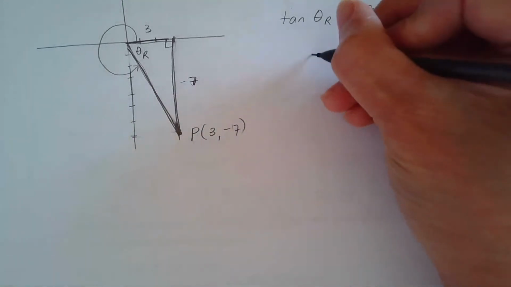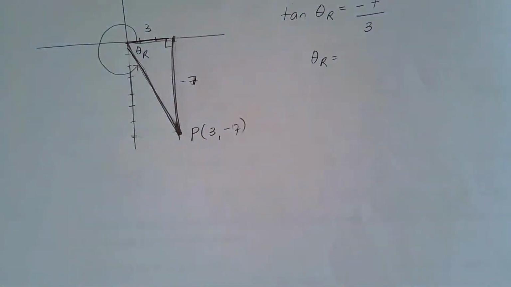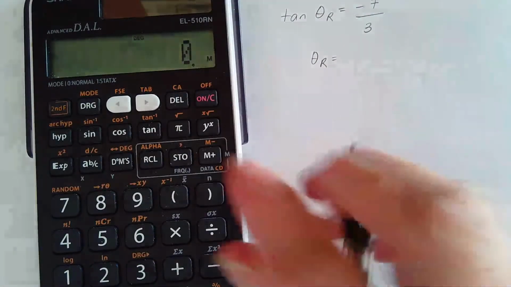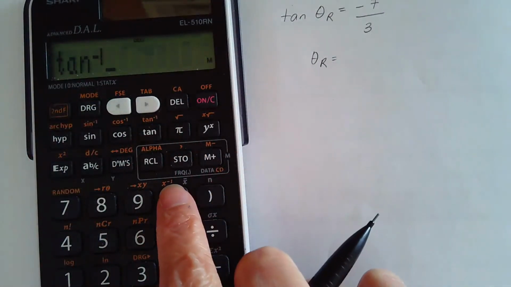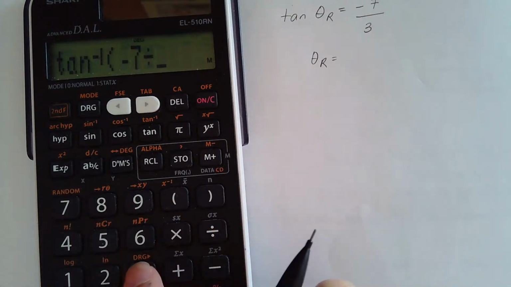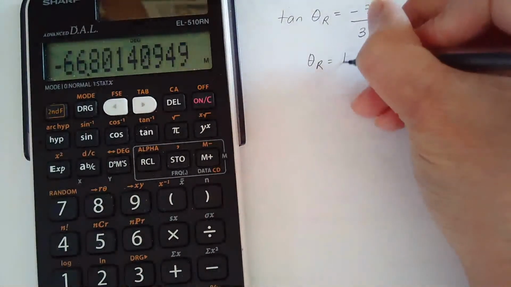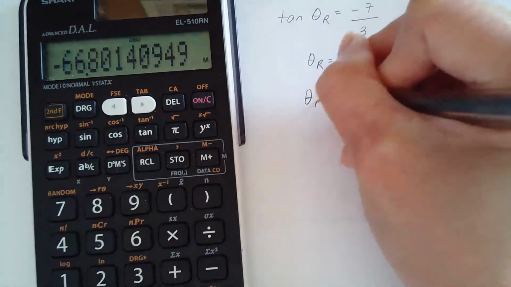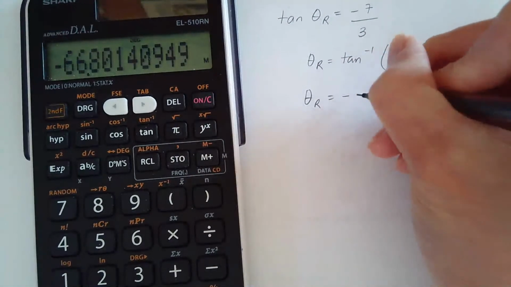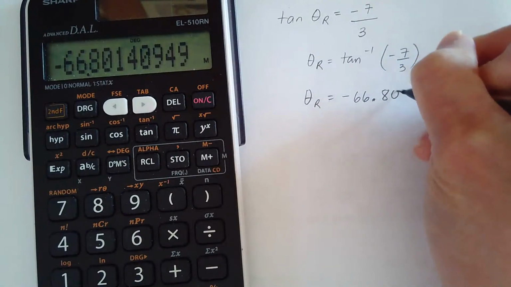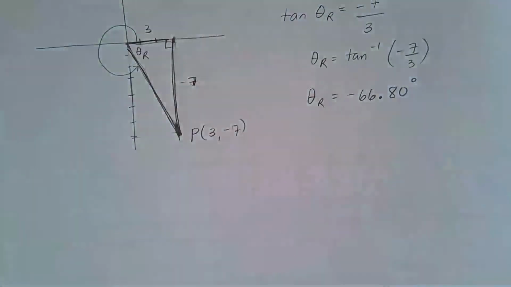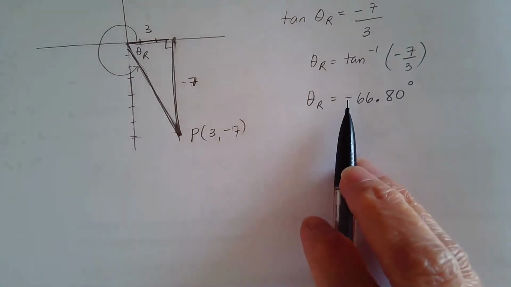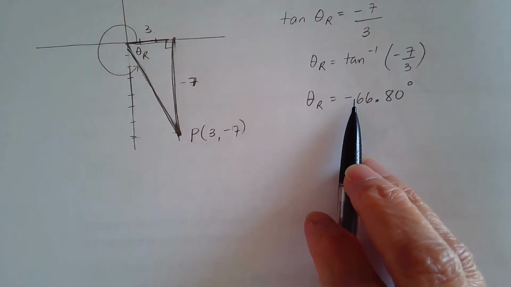Okay, so theta r. Let's go ahead and figure out theta r. So tan inverse of -7 divided by 3 is -66.80 degrees. Now, why is my theta r negative?